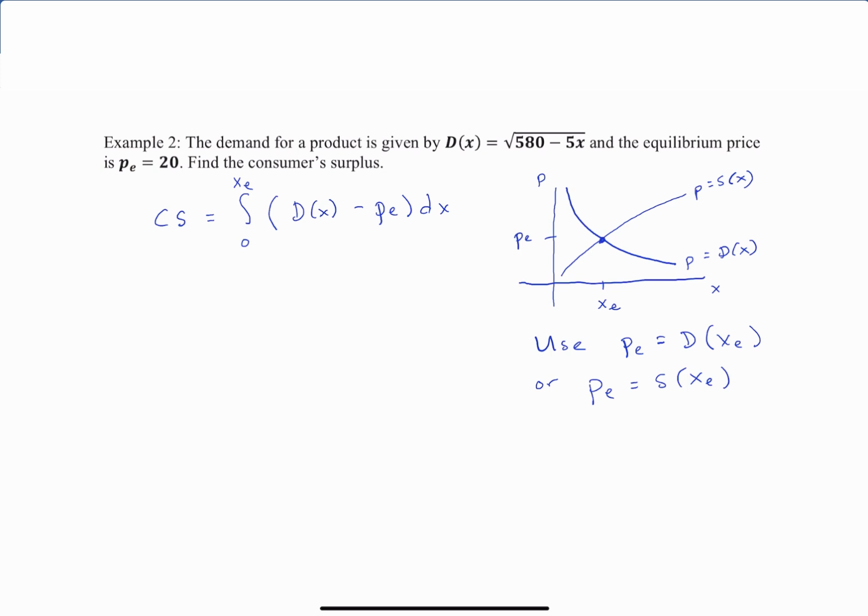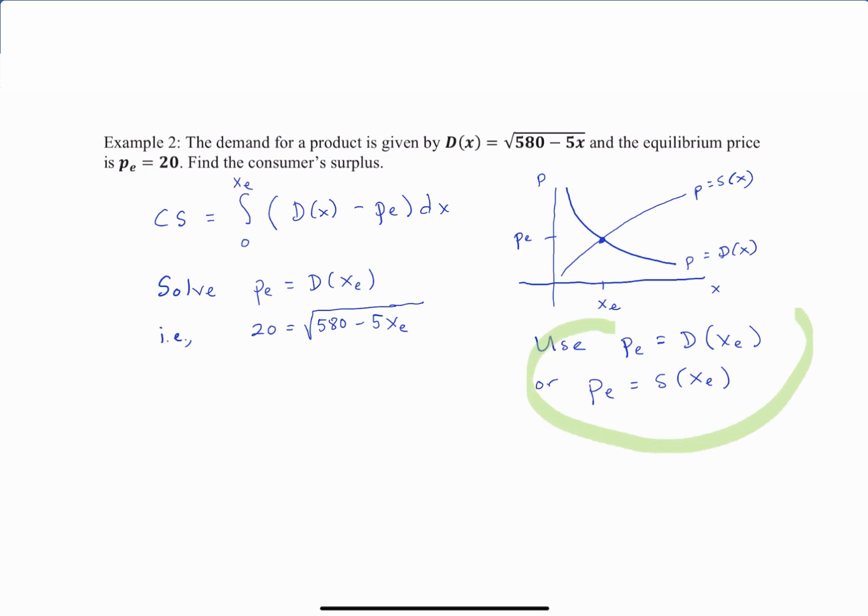In our case, we're given P sub E, so we're going to have to do some solving. Specifically, we'll solve the equation P sub E equals D of X sub E. In other words, 20 equals the square root of 580 minus 5 times X sub E. So basically, I'm just plugging whatever I've been given into one of these formulas, whichever I've been given, and I'm solving for the unknown.